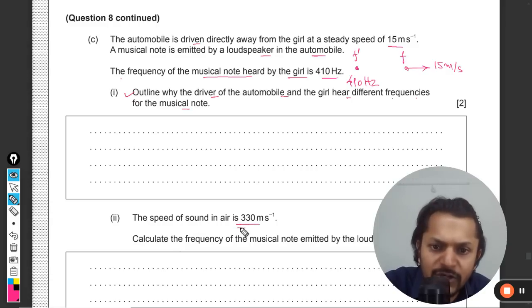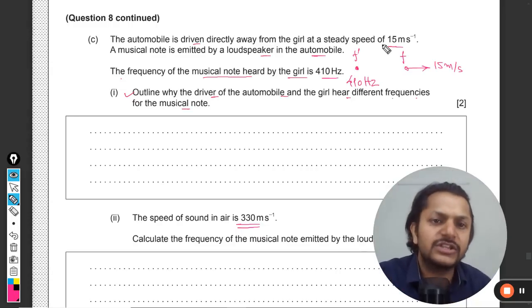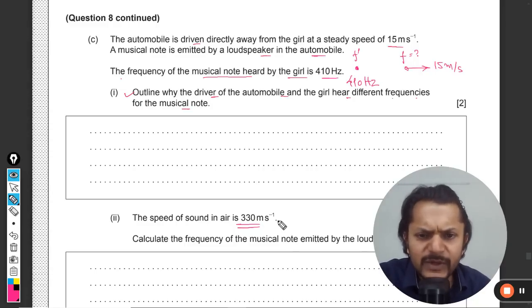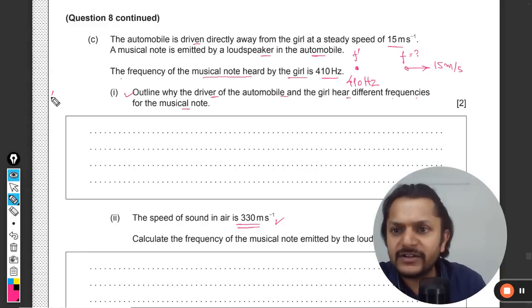The speed of the sound in the air is 330. Calculate the frequency of the musical note emitted by the loudspeaker. So this is the frequency that we actually want to find, provided that the speed of sound is 330. So this question is from the Doppler effect.